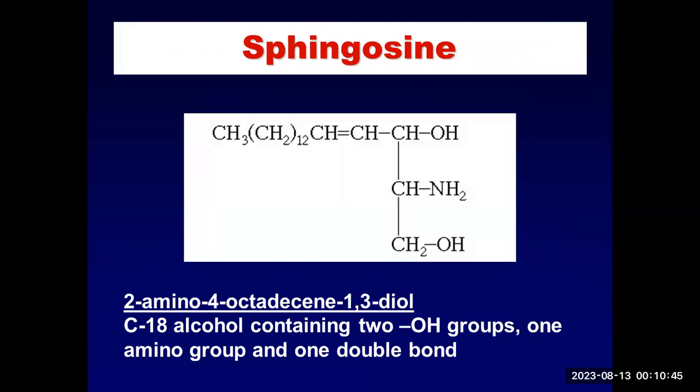Look, this is the structure of sphingosine. You can see right here one alcohol, the second OH group, the amino group, and the unsaturated double bond. So it is 2-amino, 4-octadecene, 1,3-diol.